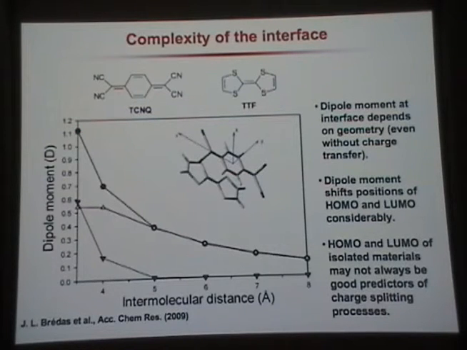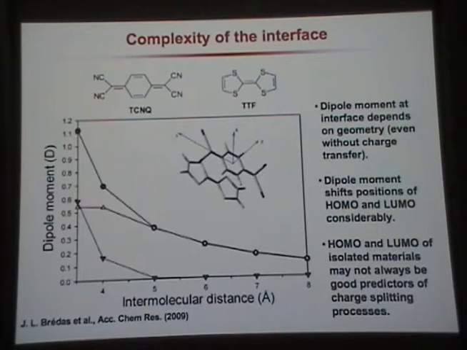The interesting thing is that you can subtract the contribution to that dipole that's due to the charge transfer, and it's these triangles here. And you see that after you're 5 angstroms away, essentially the charge transfer doesn't contribute to the dipole anymore, and you're still left with the dipole moment. And so this tells you that the dipole moment at the interface depends very heavily on the geometry.